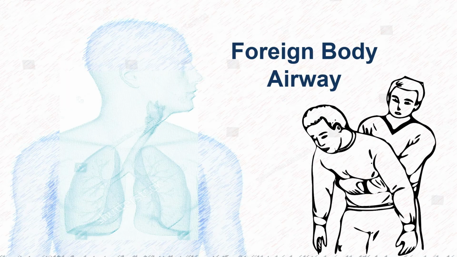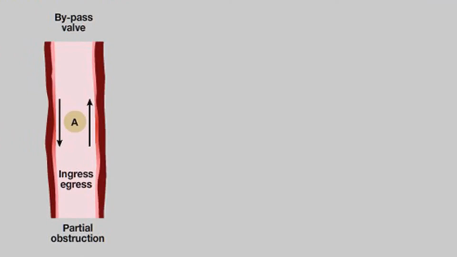For foreign body in the airway, the management for those less than 1 year old is giving back blows, whereas for a bigger child, you can do gentle abdominal thrusts or the Heimlich maneuver. If unable to remove the foreign body, then we need to do it under general anesthesia.